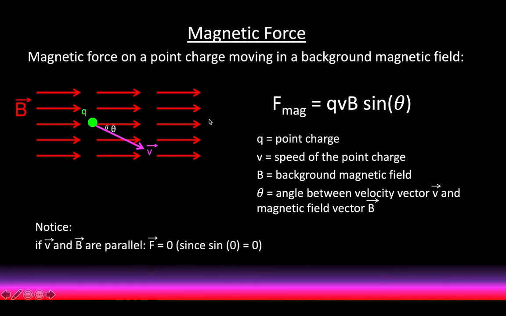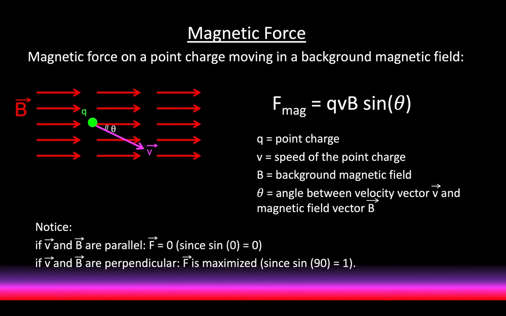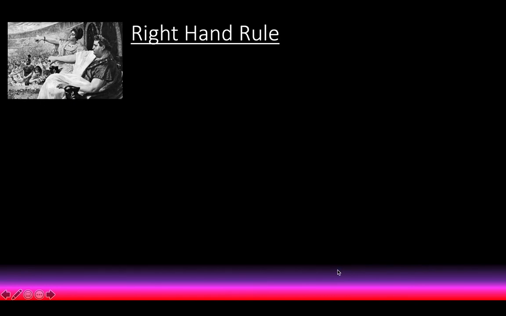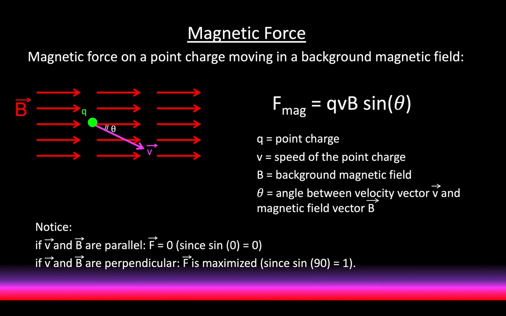Now looking at this picture a little more, I notice the sine of theta. Sine of 0 and sine of 180 are both 0. So if the direction of motion is in the same direction as the magnetic field, then you'll have a force of 0. And if the direction of motion is perpendicular to the magnetic field, we get sine of 90, which is equal to 1, and that tends to maximize the strength of the magnetic force.